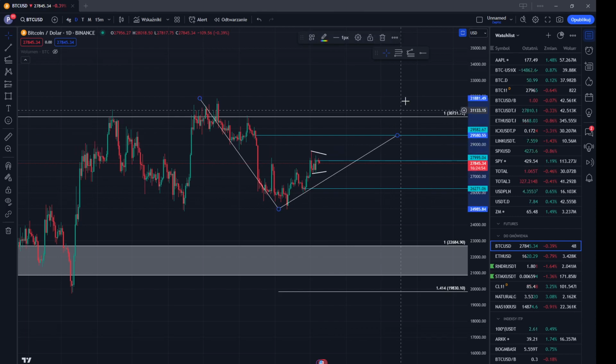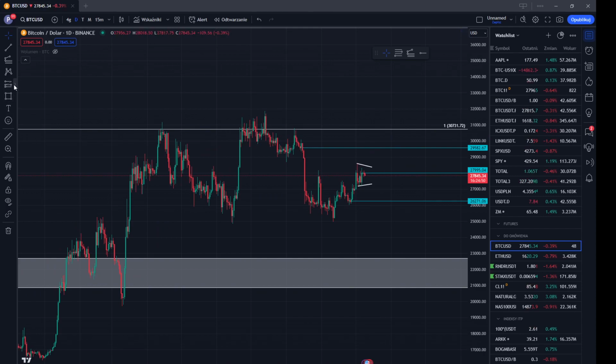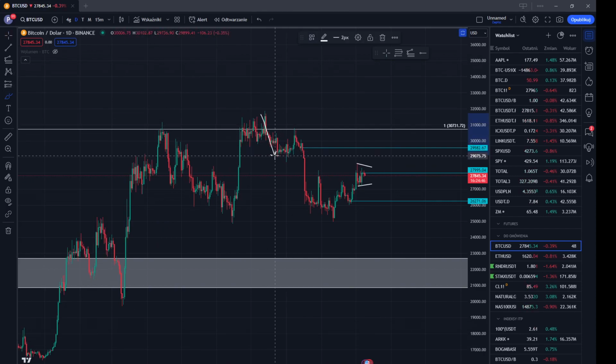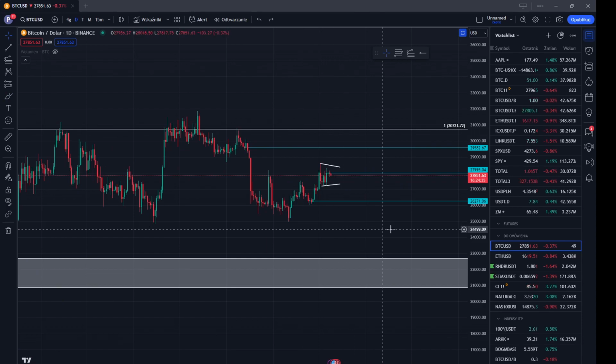So what's happening here is, on a smaller time frame, if we count the waves of this move down, it's a clear 5-wave move. 1, 2, 3, 4, 5 waves, which means we should get a 1, 2, 3 correction and then go for a move down again.